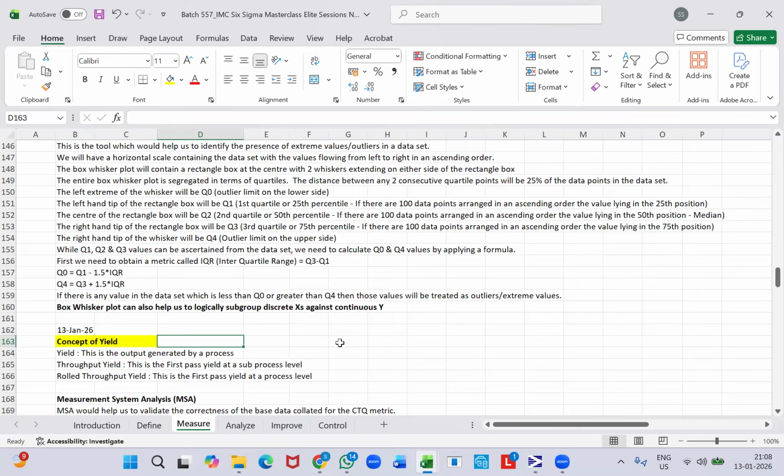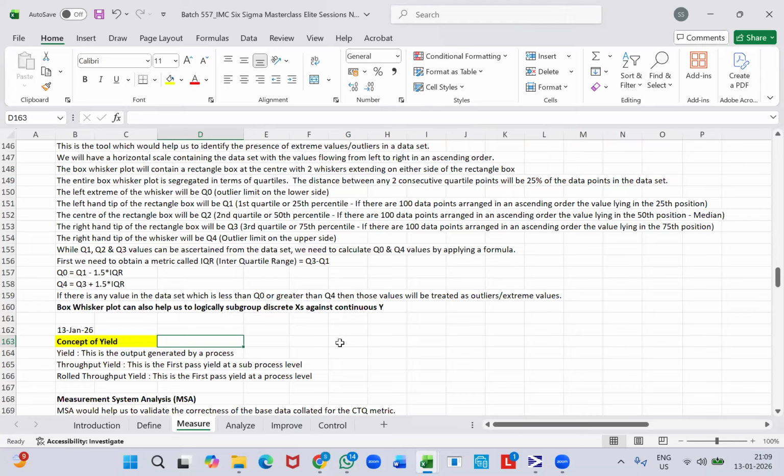But before that, we need to understand certain terminologies. First and foremost, what is the yield, right? So yield is the accurate output generated by a process. Yield is the accurate output generated by a process. So even if you are going to make a correction, right, that will be counted as part of the yield, right?